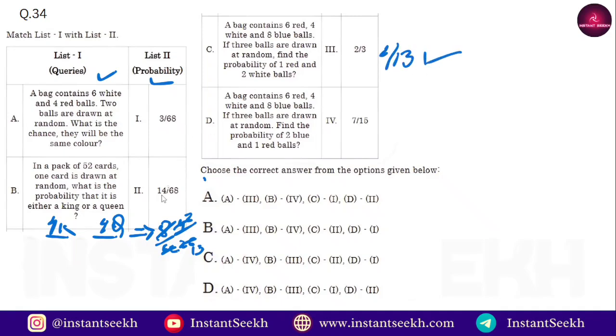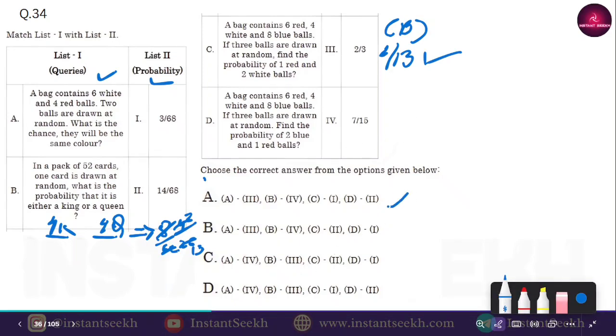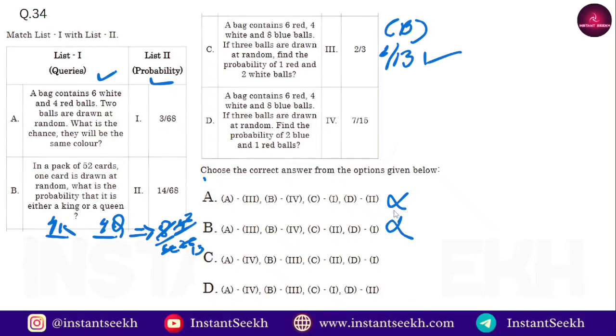So your option B matches to option number 3. Now let's try to eliminate. Option B matches to the third one, so this two gets eliminated straight away. Always in this case try to solve the probabilities, those are simple ones. Next, let's try some other probability.